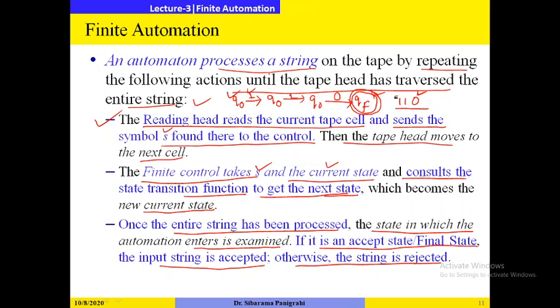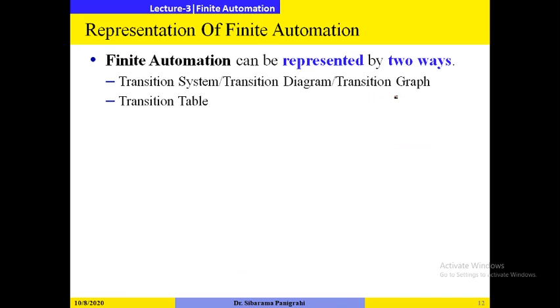Okay, so I hope all of you have understood how a finite automaton processes a string. Next, representation of finite automaton. A finite automaton can be represented in two ways. One is the transition system, or transition diagram, or transition graph, which I have already shown you in the running example. The other one is the transition table.